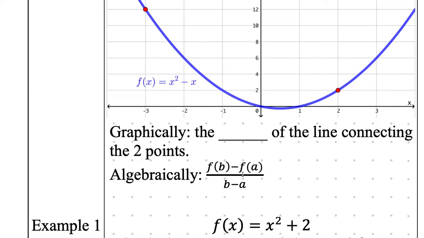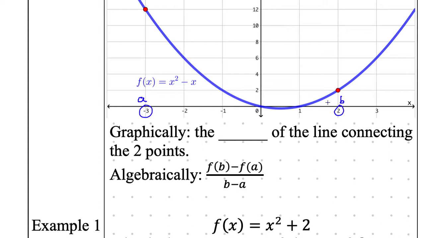F of b minus f of a all over b minus a. Which one is a, which one is b? It doesn't matter. But generally speaking, a comes before b in the alphabet. Therefore, I'm going to say that -3 is going to be my a, and 2 is going to be my b. But it doesn't matter. I could have chosen that randomly. I could have said b and then a. It will still work. You will get the same slope.